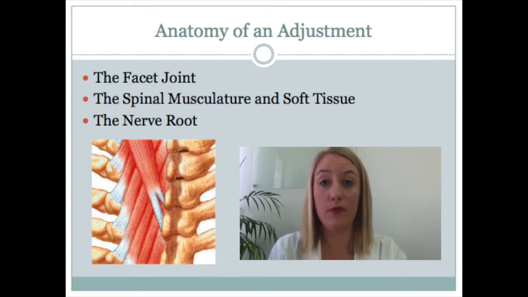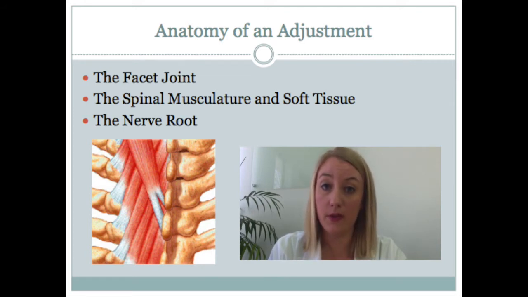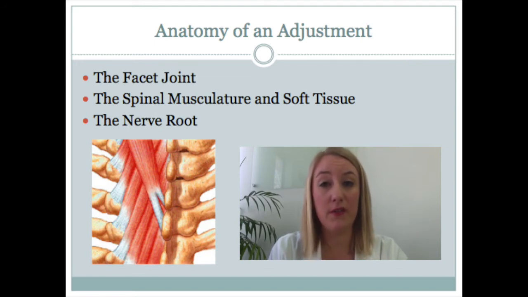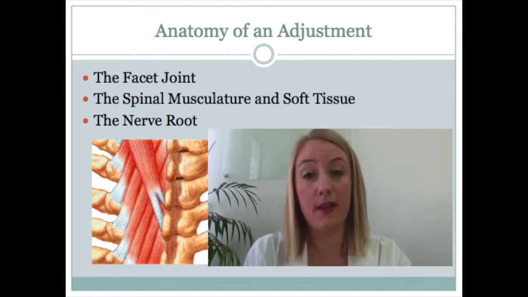Cartilage needs to move in order to be fed, and so if a joint isn't moving and the cartilage isn't moving the way that it's supposed to, then you're going to see degeneration of the joint and early arthritic changes. This is what we hope to prevent with the chiropractic adjustment. Another big portion of the chiropractic adjustment is the neurological effects.